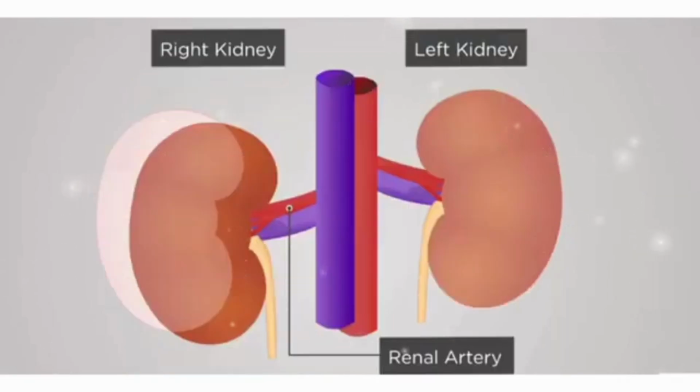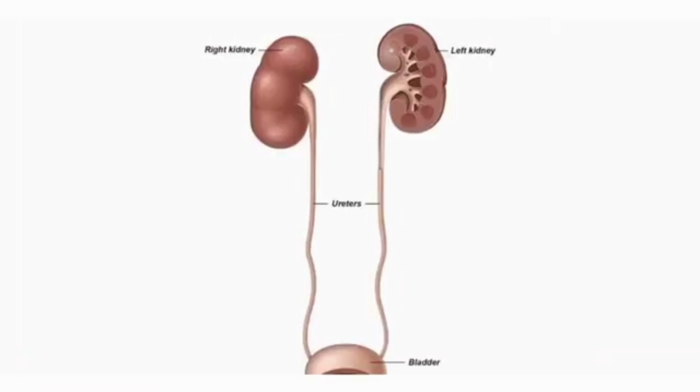They receive blood from the paired renal arteries. The blood is then filtered, waste is removed, and salt, sugar and minerals are adjusted. The filtered blood is returned to the body and the waste is converted into urine. Each kidney is connected to a ureter, a tube that transports the urine into the bladder at the kidney's pelvis.